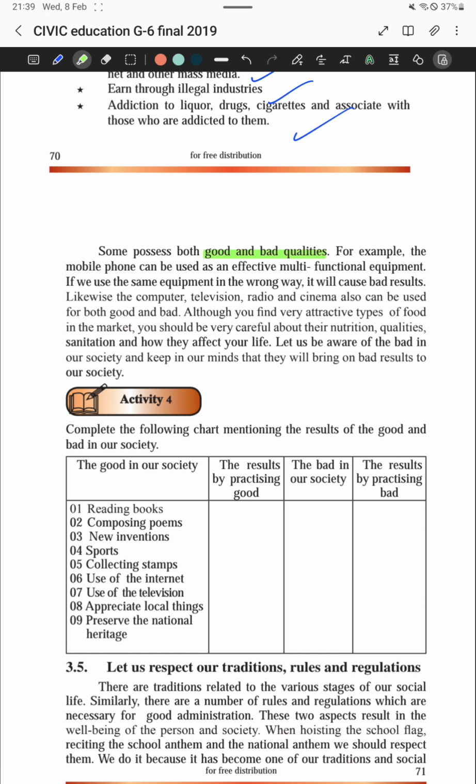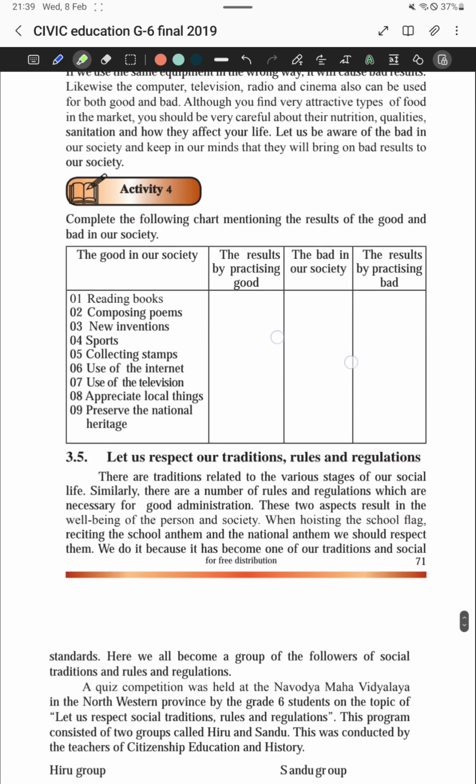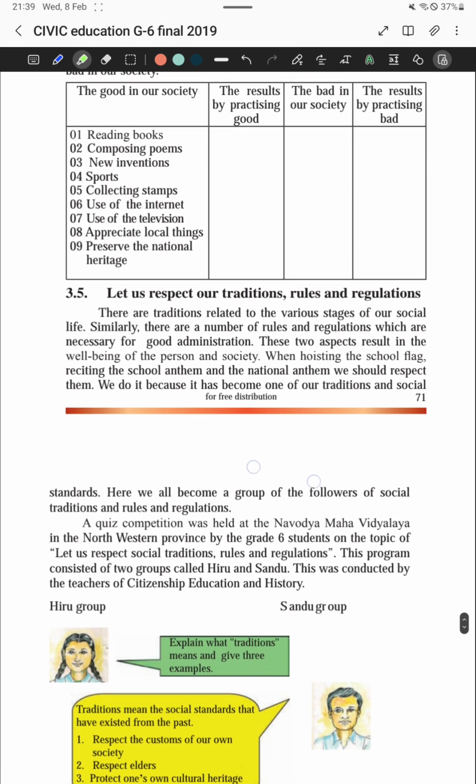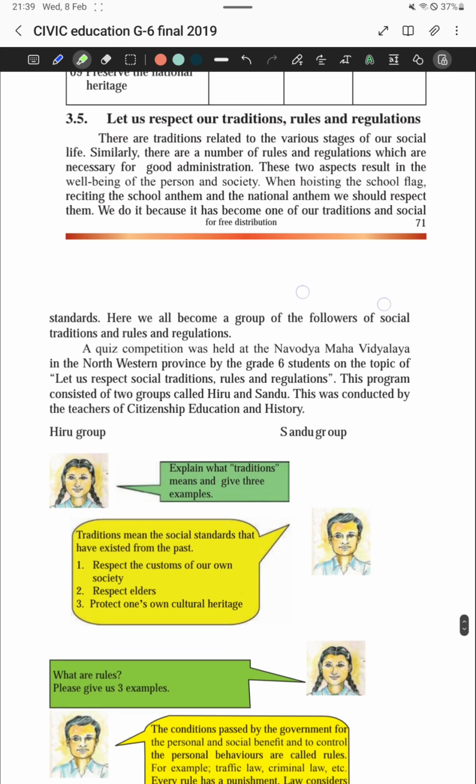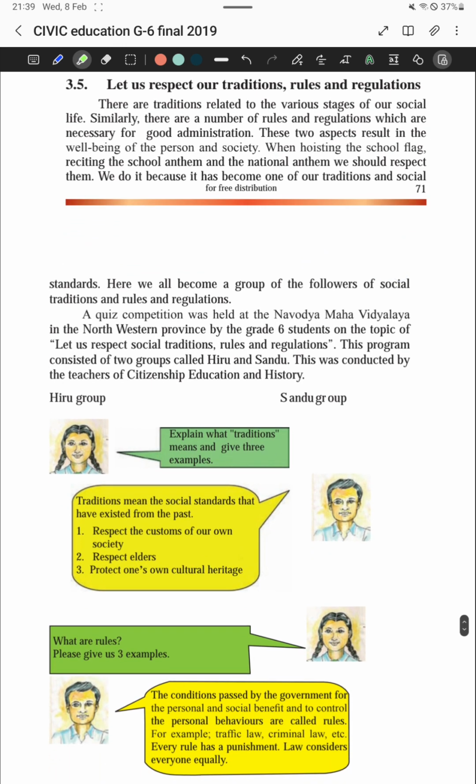So likewise, you must do activity number 4 and send your answer sheets to me through email, right? Let's move to the 3.5 subtopic.